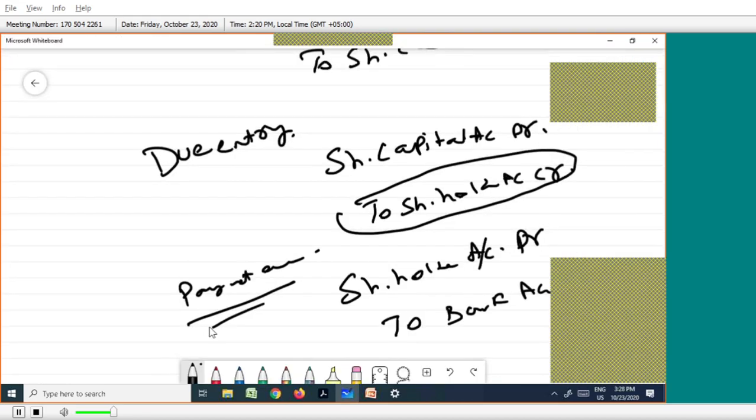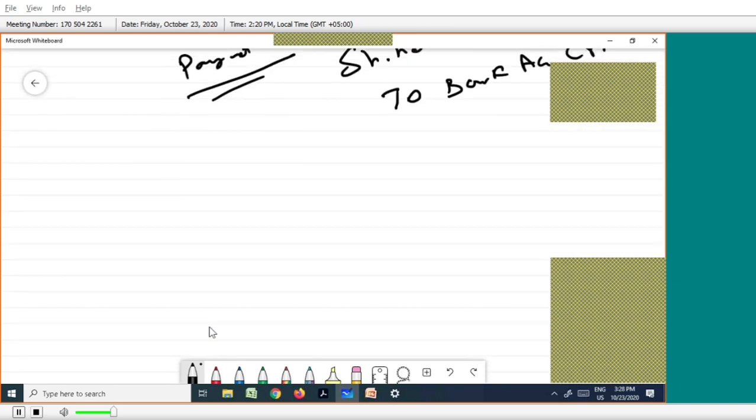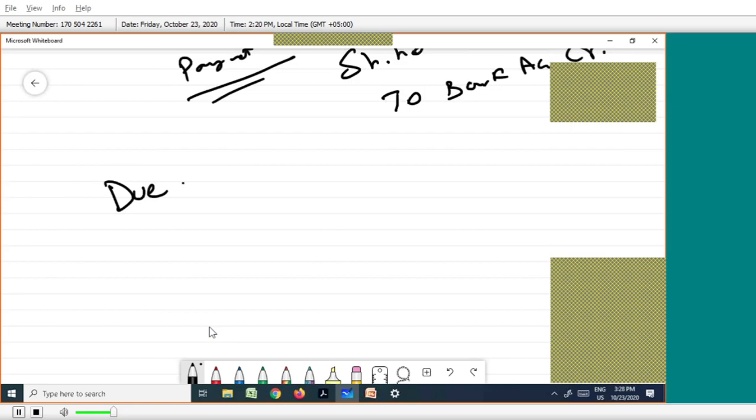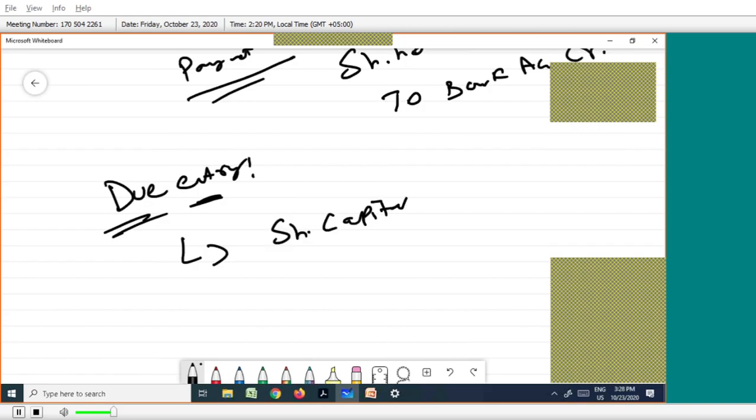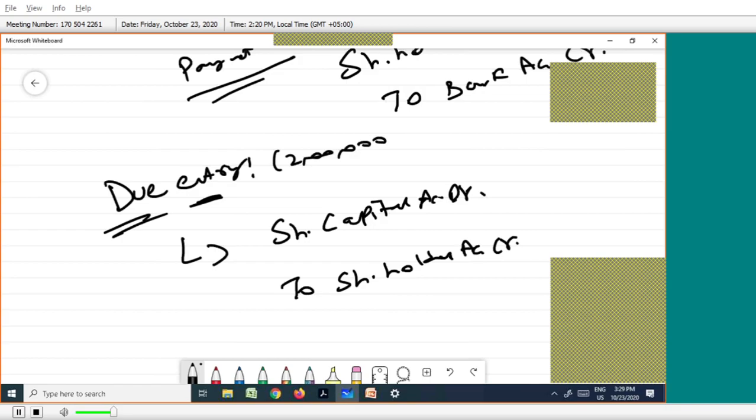First, the due entry. To whom is it due? To shareholders. Why is it due? I am going for buyback. If it is a buyback, I have to debit my share capital account and credit shareholders account. 2 lakh into 10 equals 20 lakh. This is the due entry.